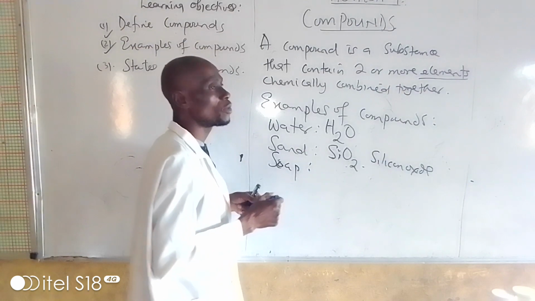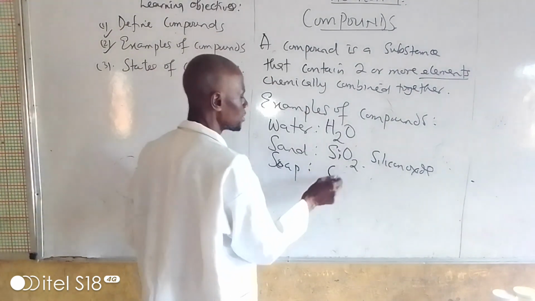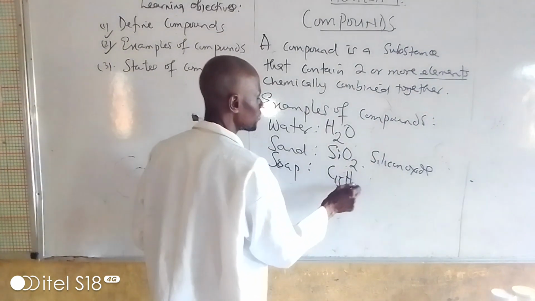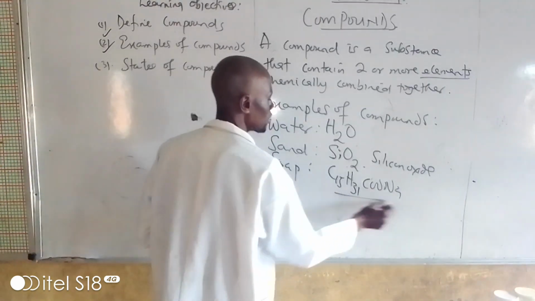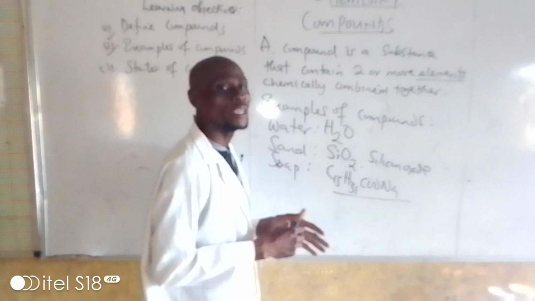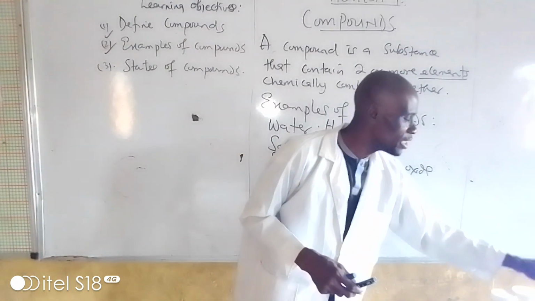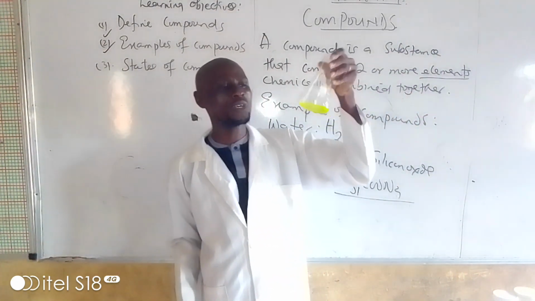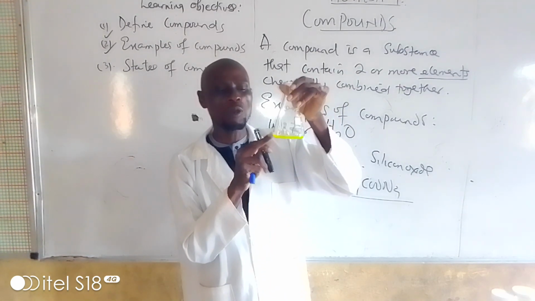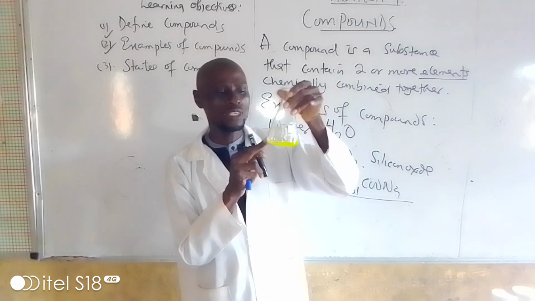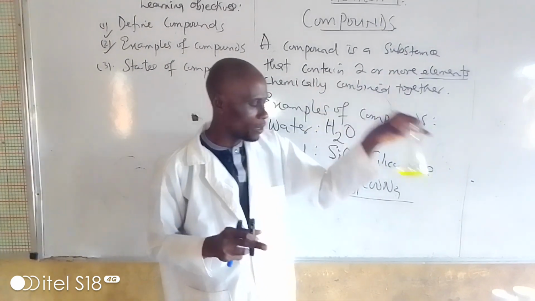Soap is also an example of a compound. Something like this. Although this one is a liquid soap. So soap is an example of a compound.